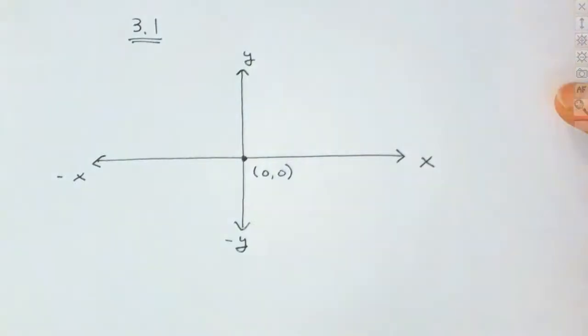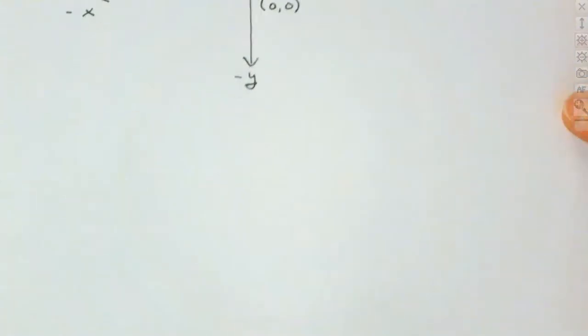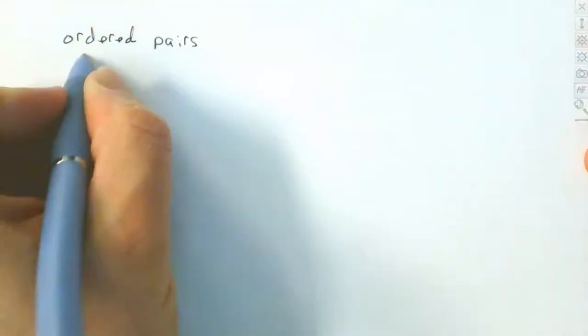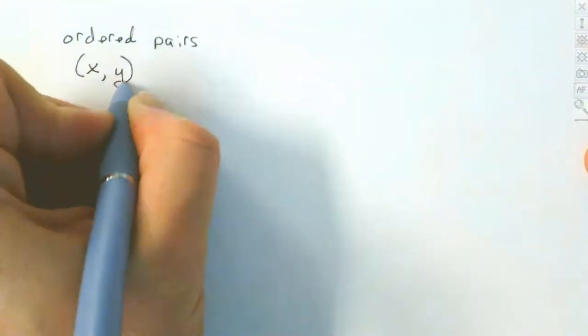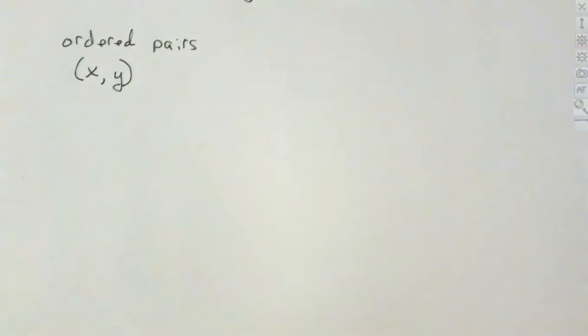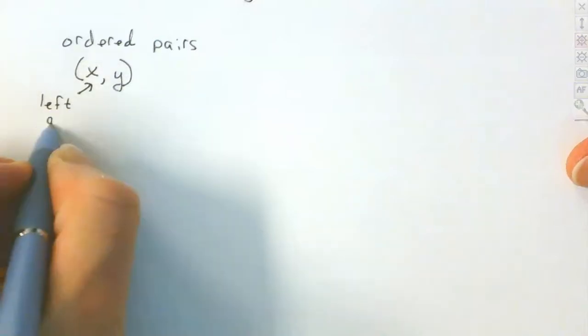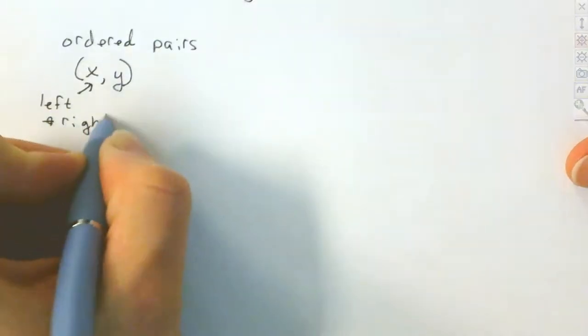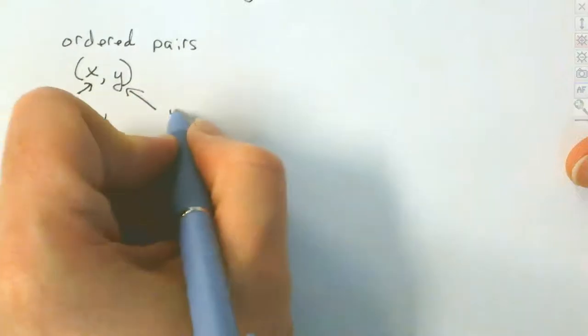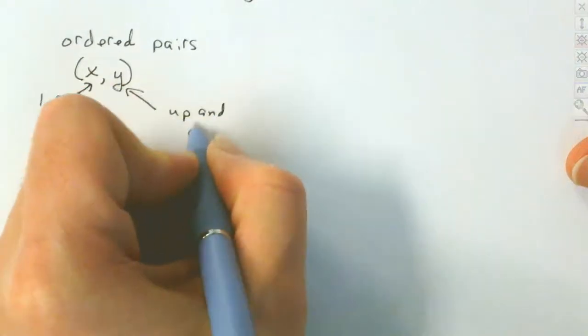Now, when we use this, we're going to be plotting points, and when we look at points, they're called ordered pairs. Now, ordered pairs have two variables, x and y. And x is always listed first, y is always second. And x is the left and right. Y is going to be the up and down. Okay, so we've got x and y there.